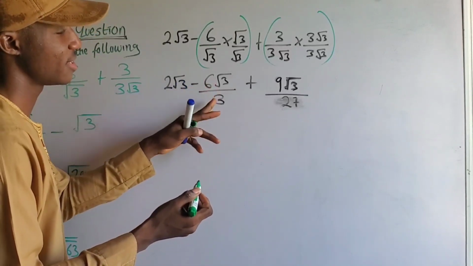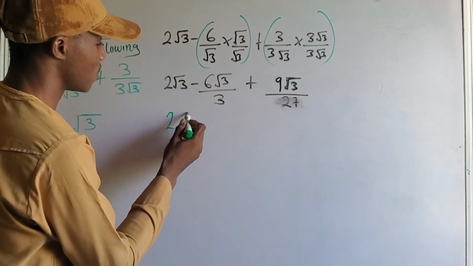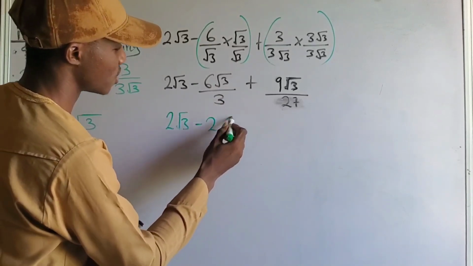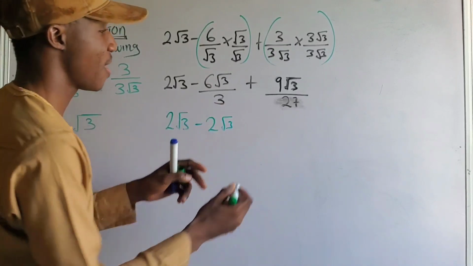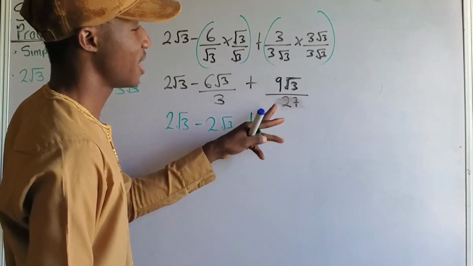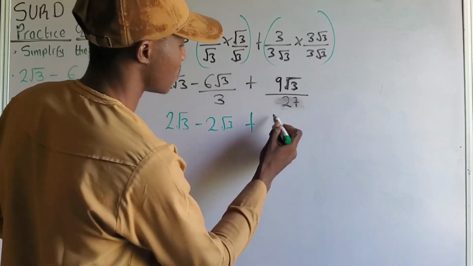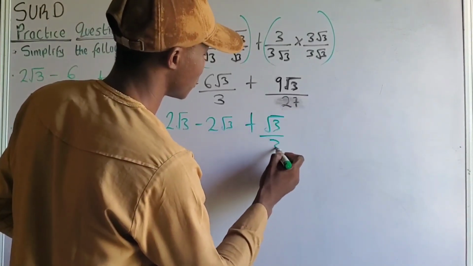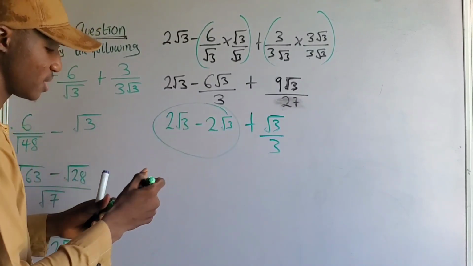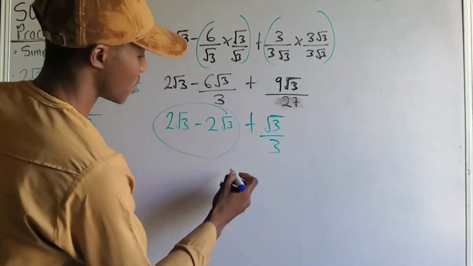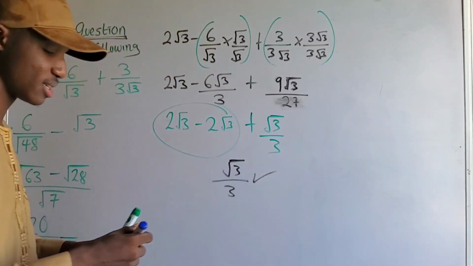Okay. Now, having gotten to this point, the next step is that you can divide. 6 divided by 3 will give us 2. That's 2 root 3 minus 2 root 3, because 6 divided by 3 will give us 2. So I'm going to have 2 root 3 here plus, 9 here, 1. 27 divided by 9, that is what? 3. So I'm going to have root 3 all over 3. Now 2 root 3 minus 2 root 3, that is what? 0. So the final answer to this question is root 3 all over 3. That is the correct answer.